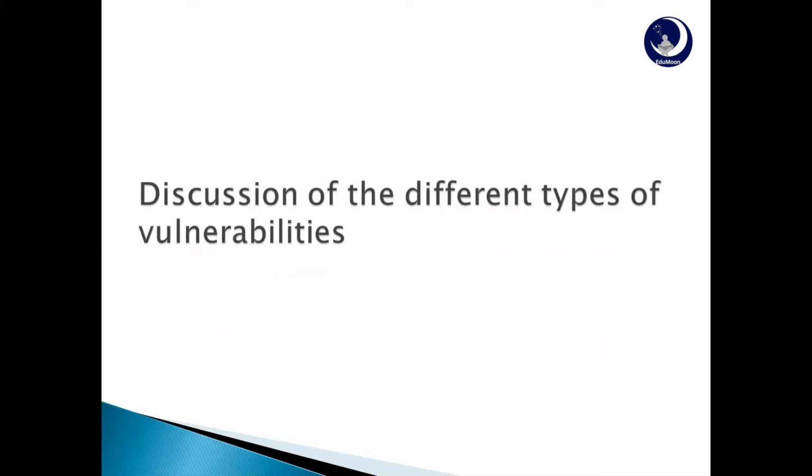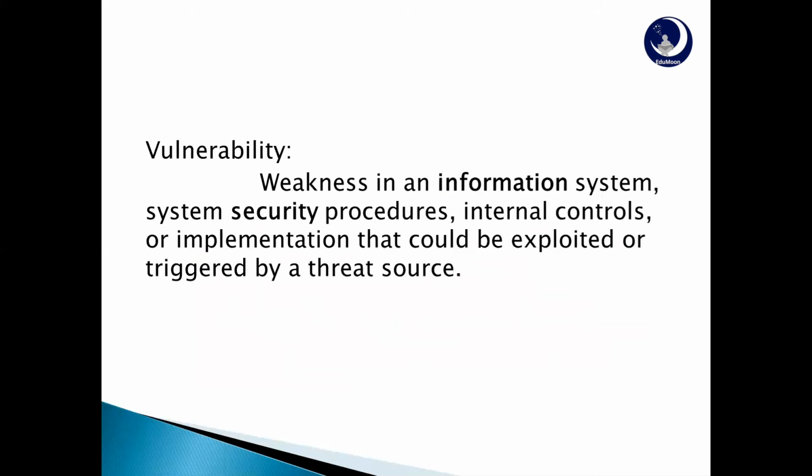Discussion of different types of vulnerabilities. What is a vulnerability? A vulnerability is a weakness which can be exploited by an attacker to perform unauthorized access in a system. In order to exploit a vulnerability in the system, the attacker must have at least one tool or technique which could connect to a system weakness. There are some types of vulnerabilities through which attackers can exploit a system.